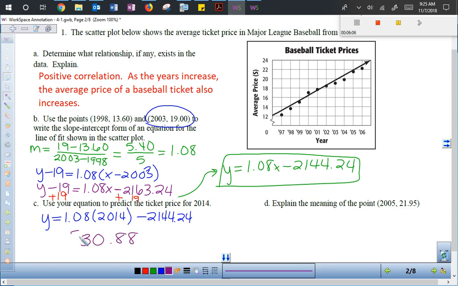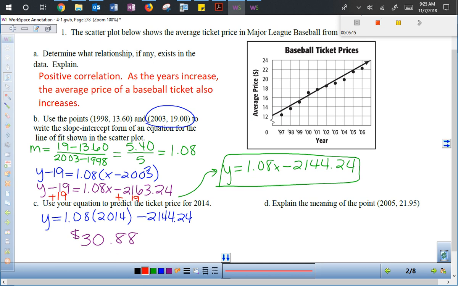Now remember, this is just an estimate. It's saying if the pattern continues like it has been, this is what the price for a baseball ticket would be in 2014. Now you guys are smart enough to know that that's probably not always the case because other things come into play here. For example, if the baseball team would have won the World Series, ticket prices would go up. If they're not doing so well, ticket prices might not go up as much. And it also depends on where you get a seat. If you get a seat in the nosebleed seats, it might be cheaper. If you get a seat right behind a dugout, it might be a little more pricey. So this is just an estimate.